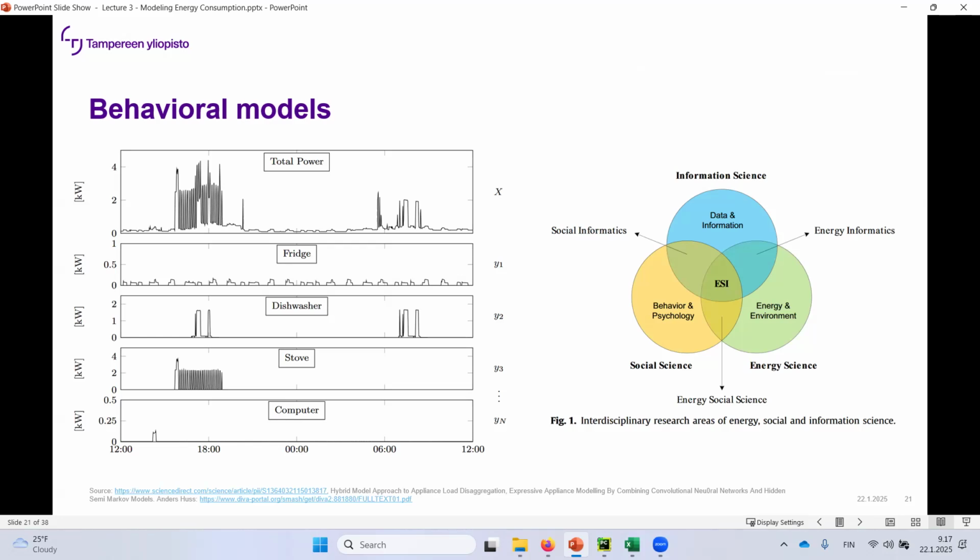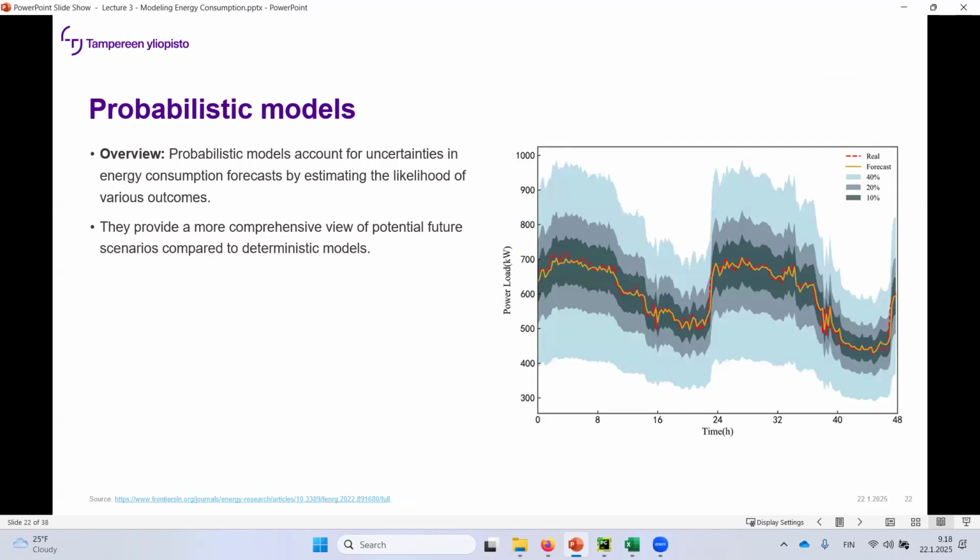Then you have the data information, you have the historical data from the consumption, and then you add in these behavioral psychology models into that. And usually these behavioral models can be implemented in probabilistic kinds of models. So they account for uncertainties in, for example, energy consumption forecasts, estimating the likelihood of occurrences. And if you have historical data and nothing's changed in the system, then you can see with what kind of a probability am I going to have this number of consumption.